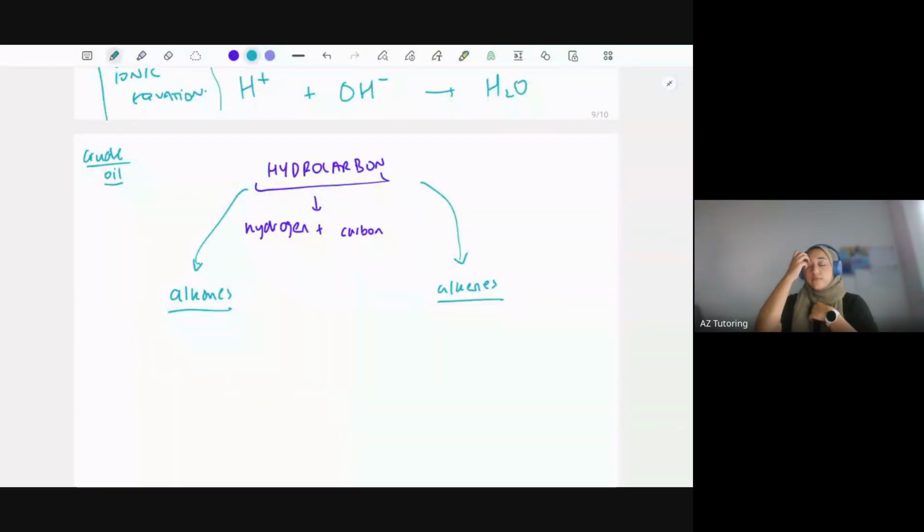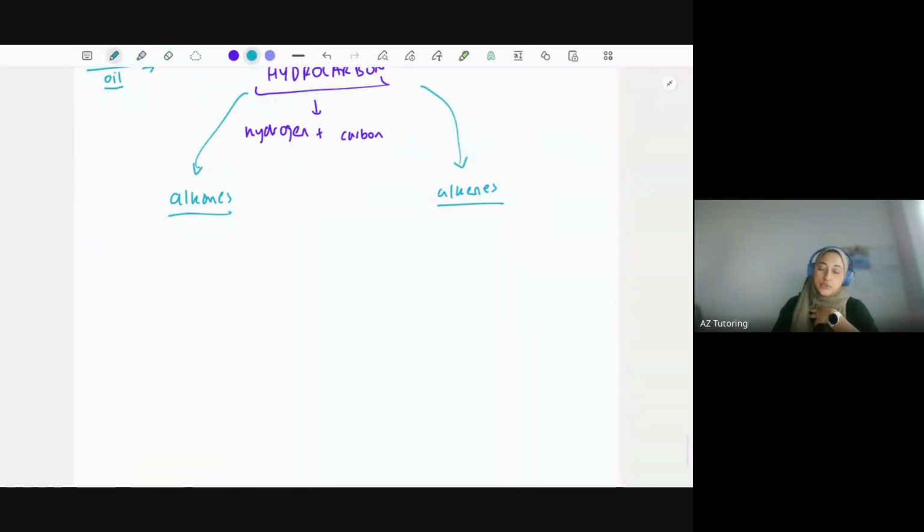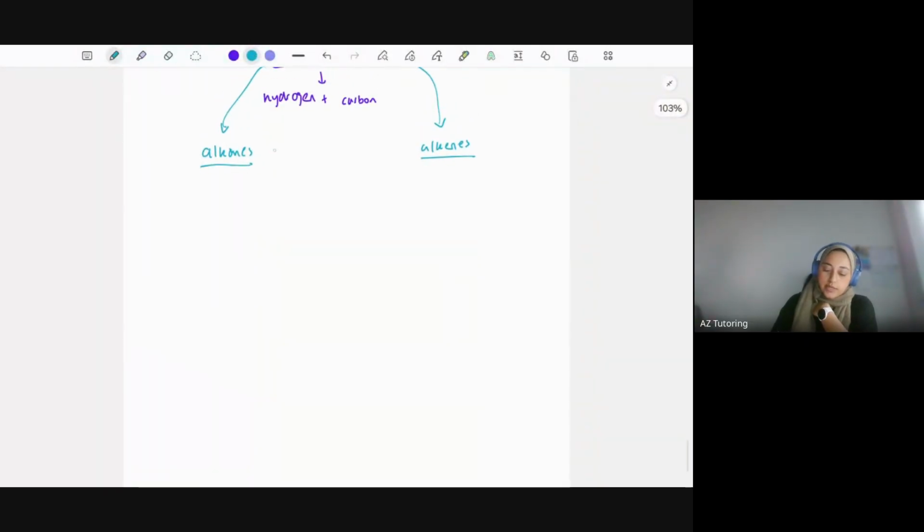And from that crude oil, because it's a mixture of hydrocarbons, we have to separate it into these alkanes and alkenes, and that happens with fractional distillation, which we'll go over. Okay, so what are some of the things that are contained within this crude oil? Well, alkanes and alkenes. You need to be able to name them, draw them, and know what they are. So alkanes are the ones where between the carbons, you've got single bonds. And alkenes are the ones where you've got double bonds between the carbons.